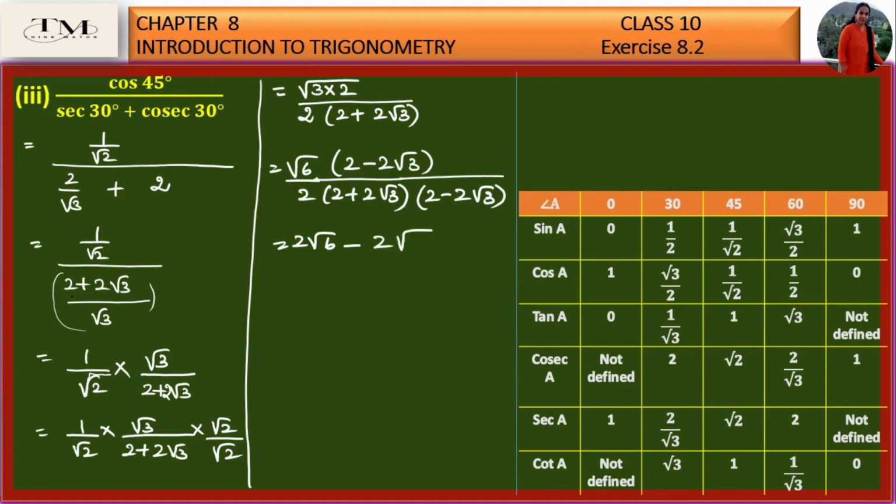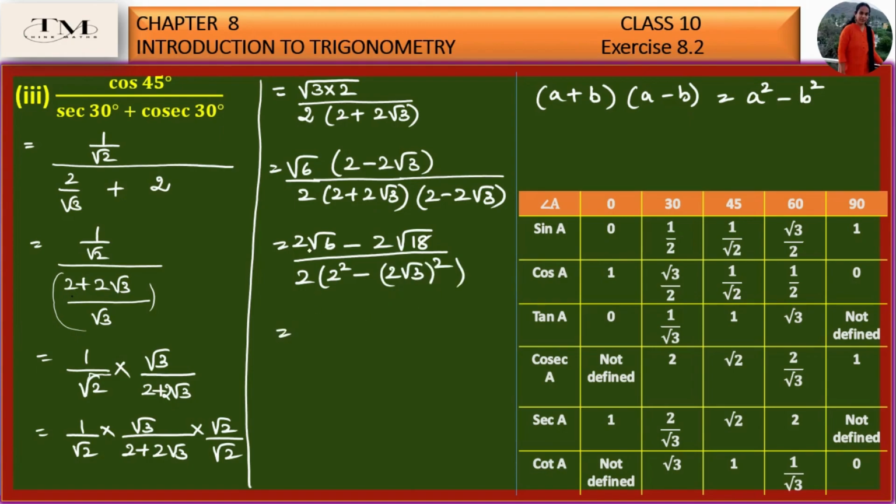In square root, we have 6 and 3. So 6 into 3 is 18, divided by 2 into, this is a plus b into a minus b. So what is a plus b into a minus b? It is nothing but a square minus b square. So a plus b, a minus b. So a is 2. So a square is 2 square minus b. b is 2 root 3 whole square.